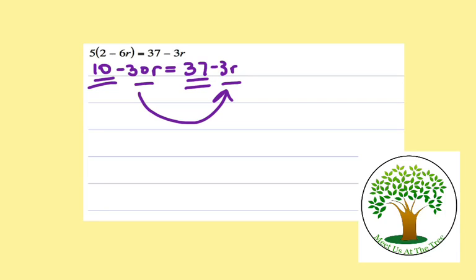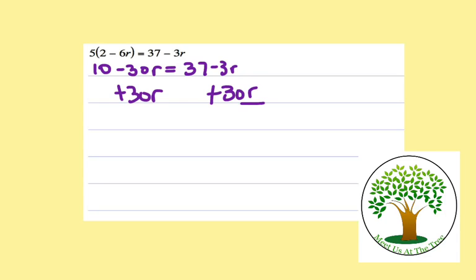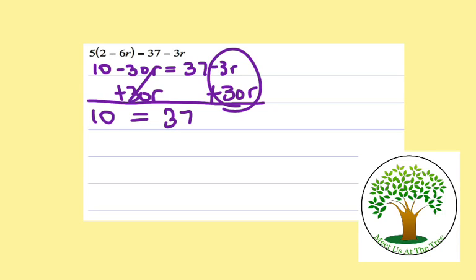I plan to add the 3r to both sides. Here we go. Add 3r to both sides. These will go away. My 10 will come down. My equal will come down. My 37 will come down. And this will become 27r.